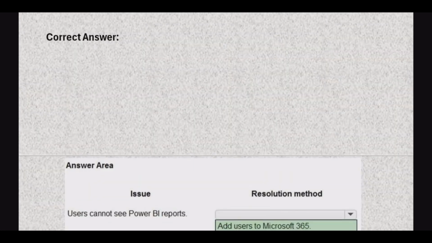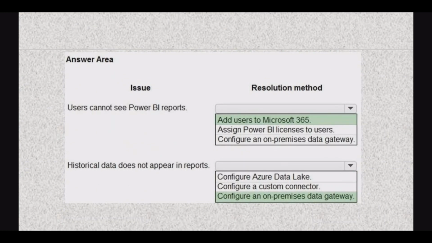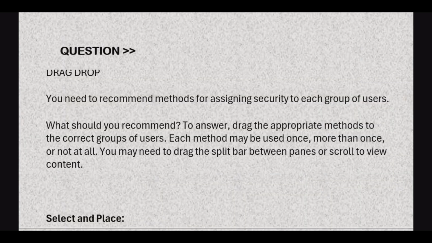Now look for the correct answer. The correct answer for the issue users cannot see Power BI reports is add users to Microsoft 365. The correct answer for the second issue, historical data does not appear in the reports, is configure an on-premise data gateway.